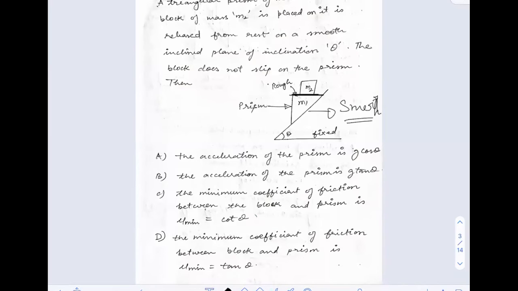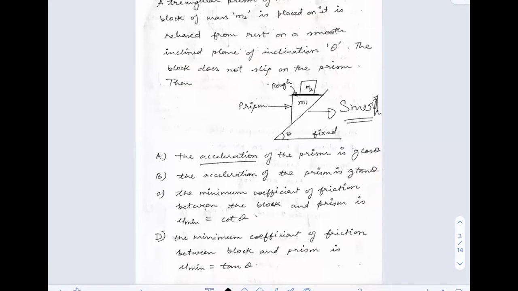I'll again summarize this question. There is a fixed inclined plane, on which there is a prism of mass m1, and the contact between the prism and this inclined plane is smooth. There is a block of mass m2 kept on the prism, and that surface is rough. So what you have to do in this question is find out the acceleration of the prism. That is what options A and B are asking. And options C and D are asking about the minimum value of the coefficient of friction, mu.